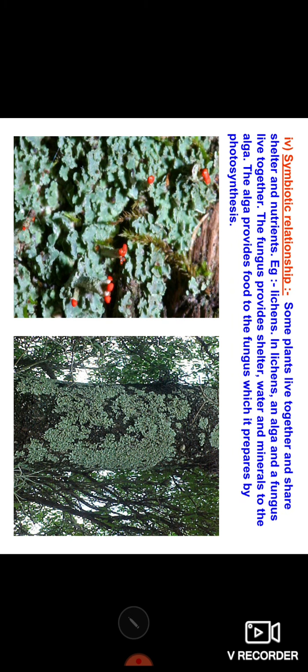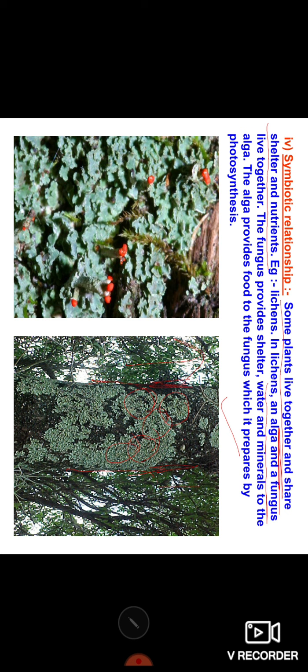After knowing that, the next very important concept is the symbiotic relationship. Just try to observe this picture. This is a tall tree, and on the surface of the tree, on the bark, you are able to see some greenish-whitish patches, sure? These are nothing but lichens. Lichen is a combination of an alga and a fungus. Some plants live together and share their shelter and nutrients.